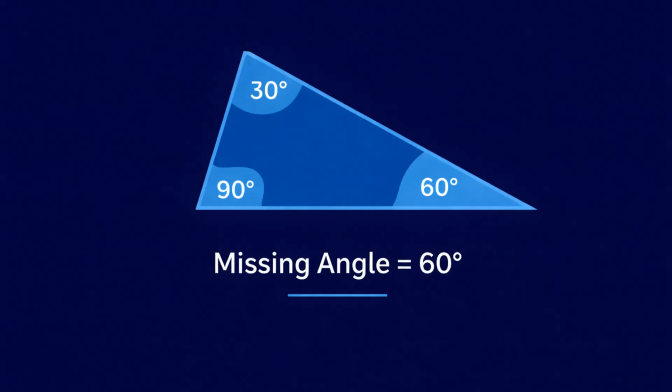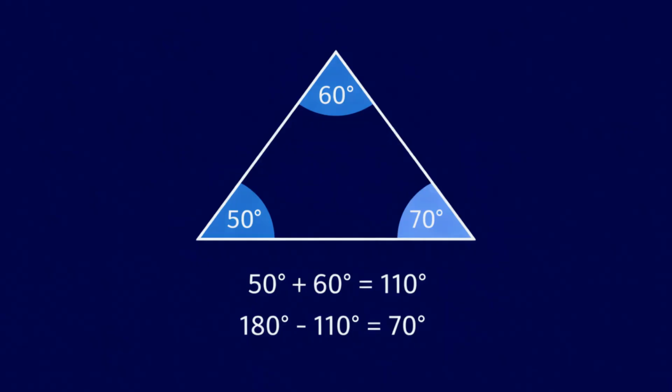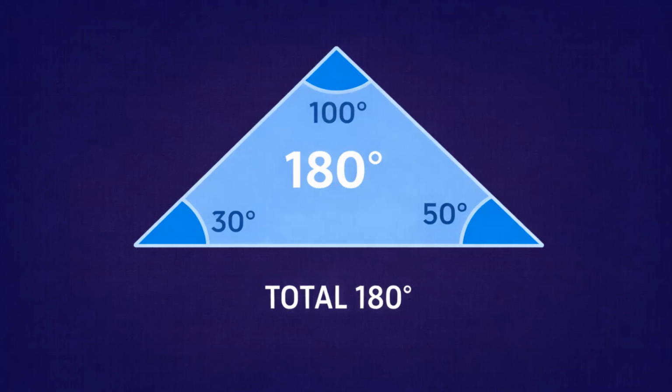If the angles you know are 90 and 30, those add to 120, and the missing angle is 60. If the angles are 45 and 45, those add to 90, and the remaining angle is 90. And if the angles are 130, those add to 130, leaving 50 for the last angle. Every time, the total is 180.